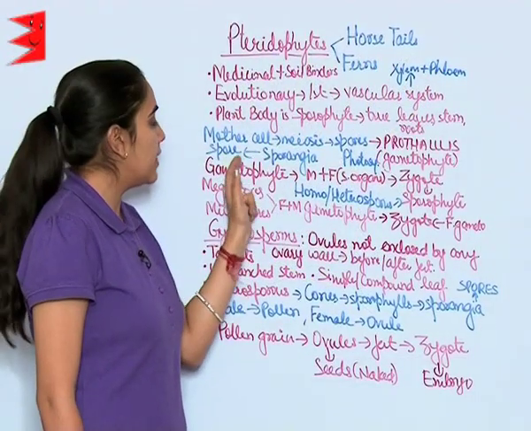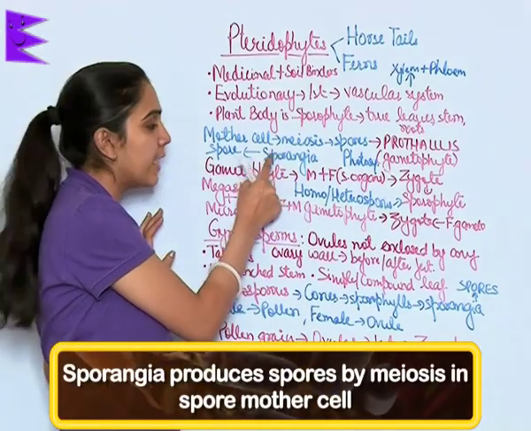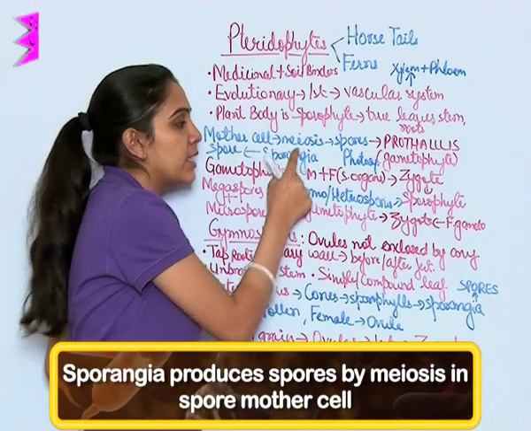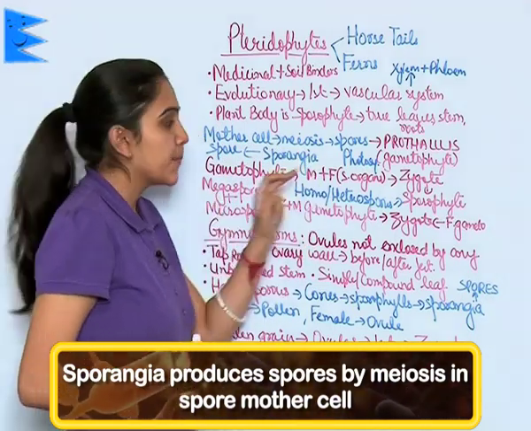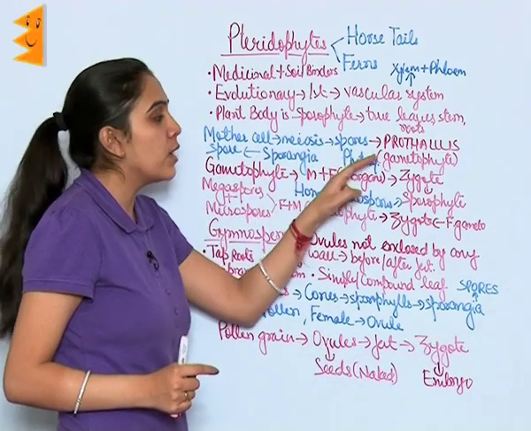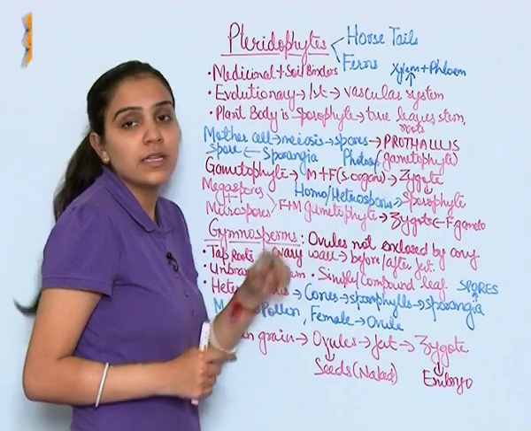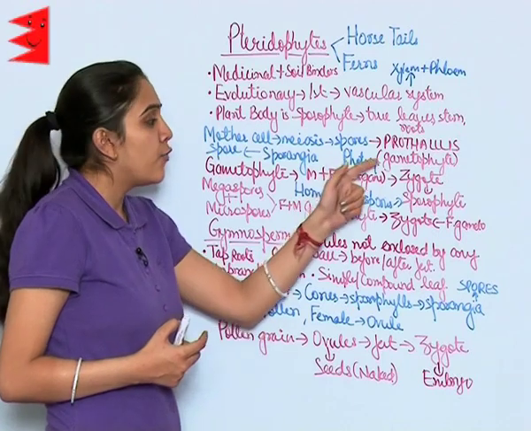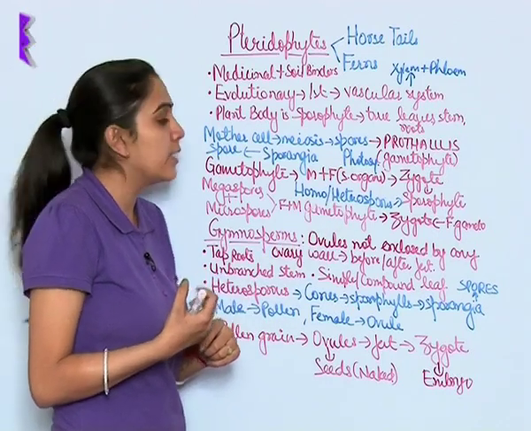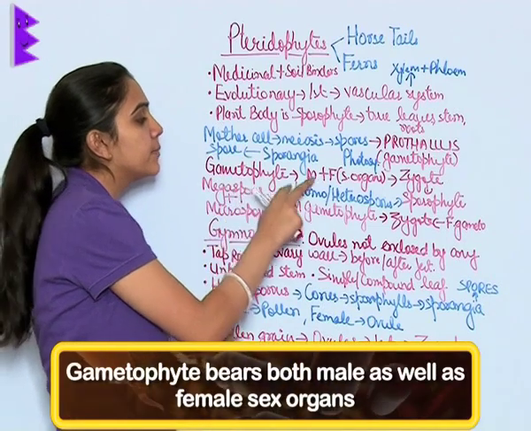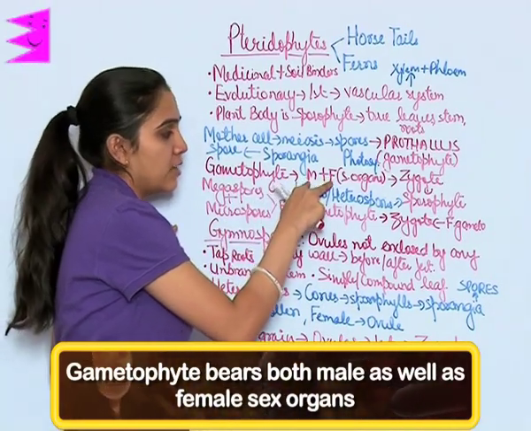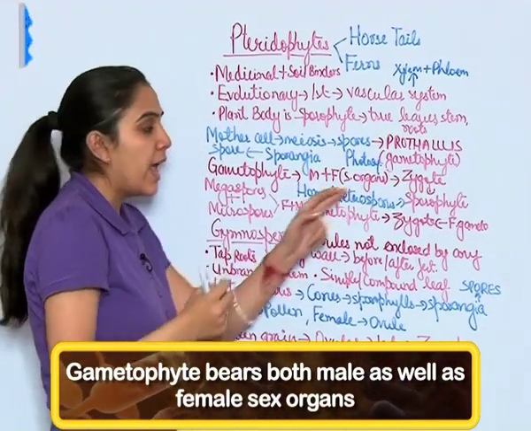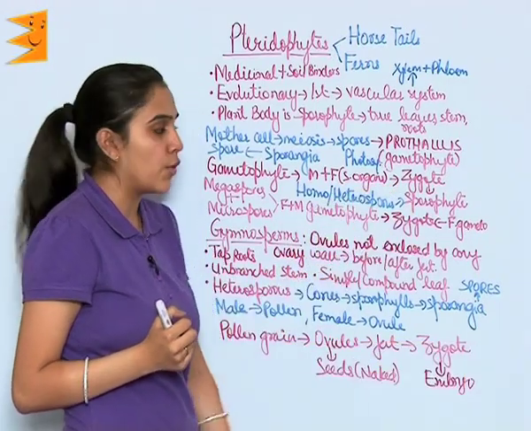Mother cell, in this sporangia gives us spore mother cell which undergoes meiosis and gives us spores. These spores will form prothallus, which is gametophyte, photosynthetic and thalloid in nature. The gametophyte combines with male and female sex organs, gives us zygote, and this zygote gives us sporophyte.